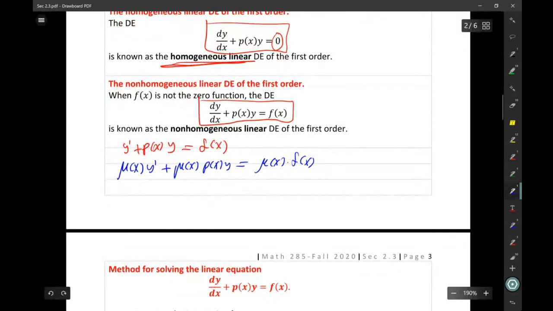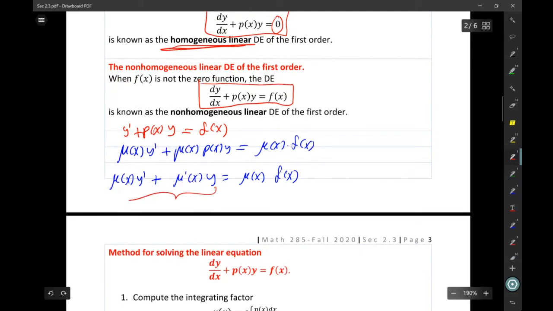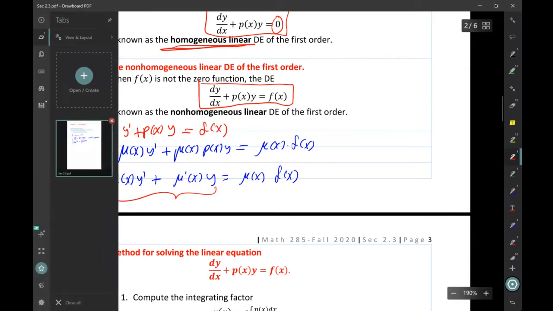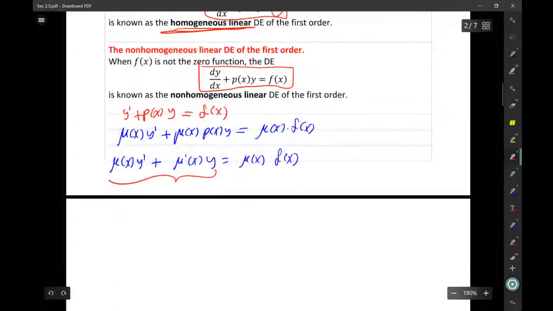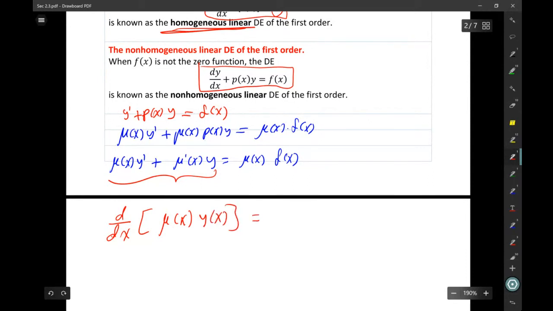Now, mu times p x, let us assume it is mu prime. That becomes mu of x times y prime plus mu prime times y is equal to mu of x times f of x. Therefore, you will see that this one here is written as d by dx of mu of x times y of x, which is equal to mu of x times f of x.